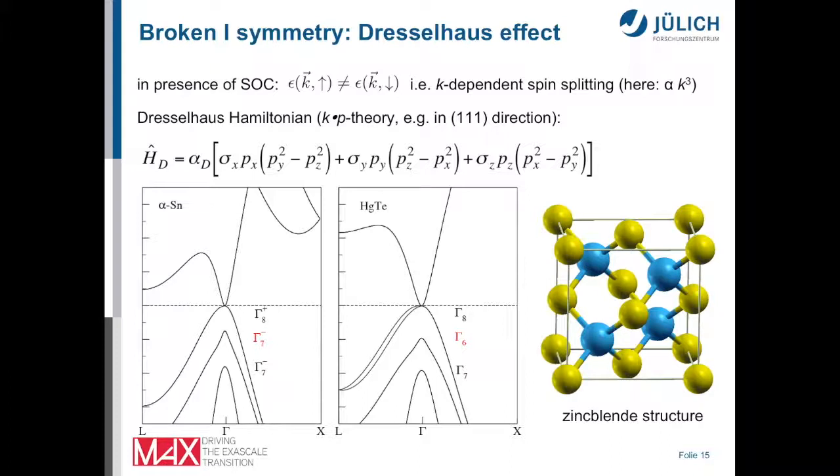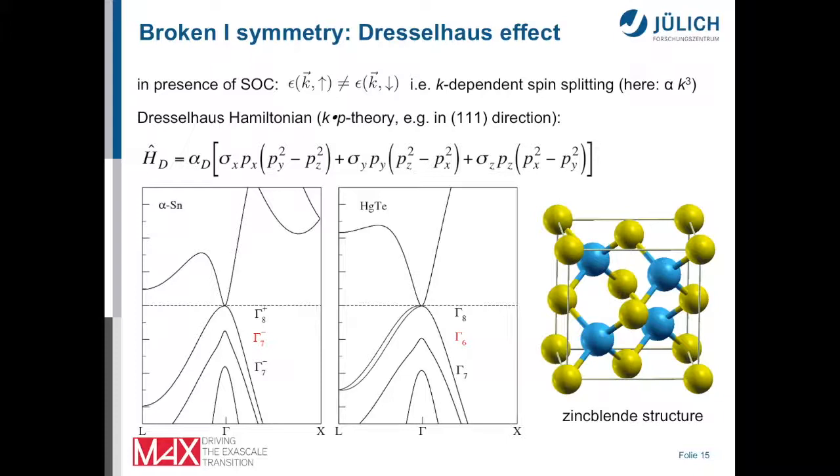as is the case for the zinc blende structure, which is similar to diamond but now with two different atoms in the unit cell, and we calculate a compound with zinc blende structure, for example, mercury telluride, and compare this to a compound with diamond structure like alpha tin. So they are approximately similar place elements in the periodic table.